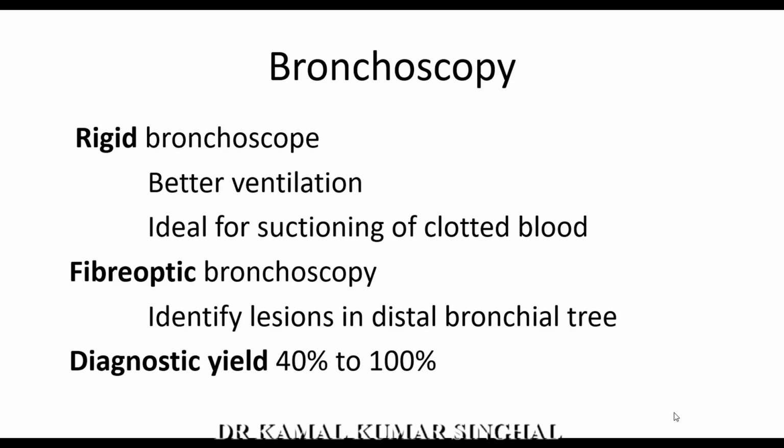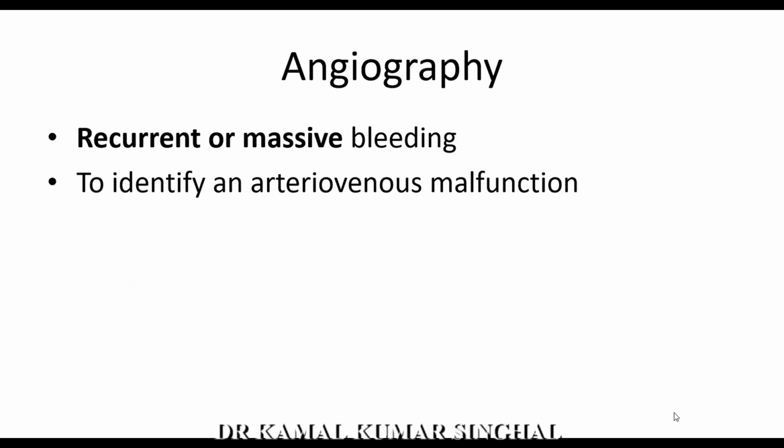Now, if you look at the role of bronchoscopy, rigid bronchoscopes are used for suctioning of clotted blood. The advantage with a rigid scope vis-a-vis a fiber optic bronchoscope is that with a rigid scope, you have a better control of ventilation. Fiber optic bronchoscopes can help us identify lesions in the distal bronchial tree. But with a fiber optic bronchoscope, the ventilation is poorly controlled and it is difficult to suction clotted blood. But the diagnostic yield of bronchoscopy is 40 to 100%.